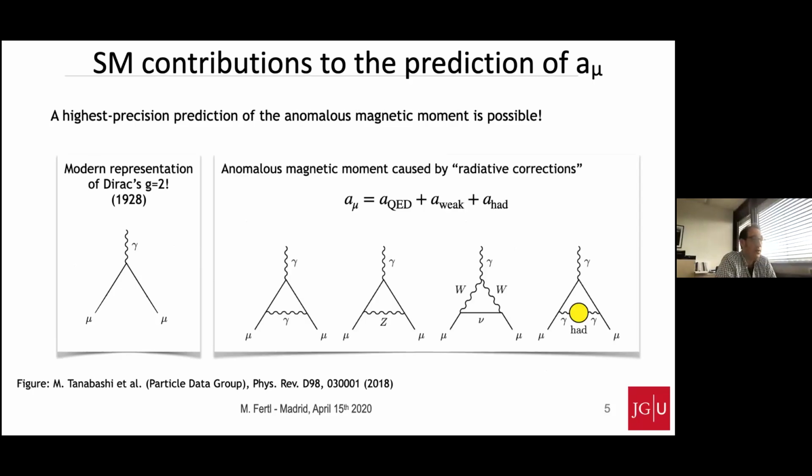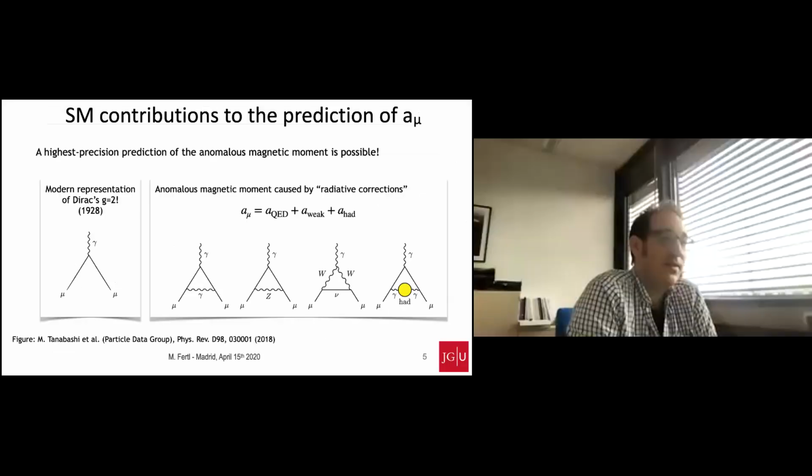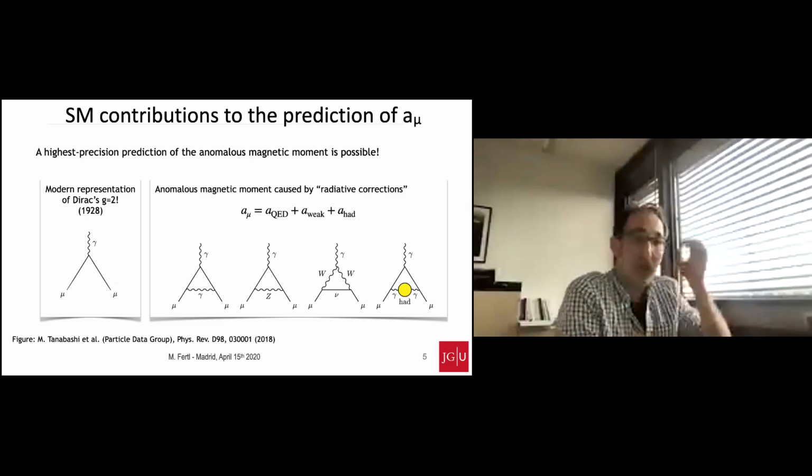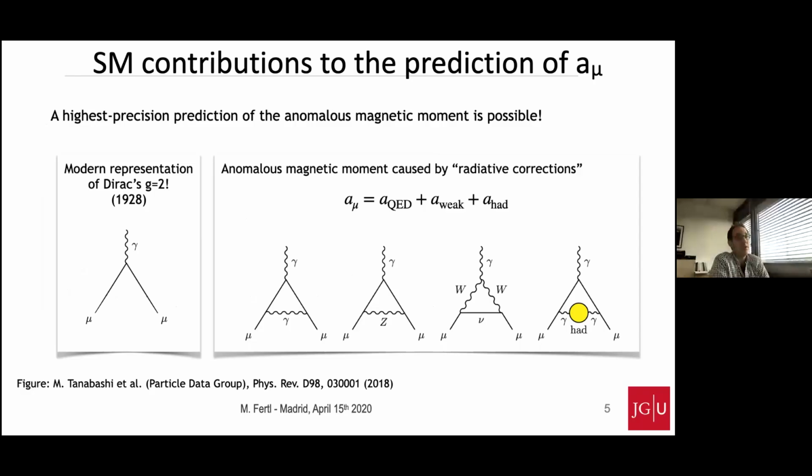Today, we have learned over the last couple of decades that there are so-called radiative contributions to the anomalous magnetic moment, and all the known and also unknown interactions contribute to the value of a_mu. I just highlight here contributions from quantum electrodynamics, some selected contributions of the weak interaction, and then we also have contributions from hadronic physics, as you can see on the rightmost diagram.